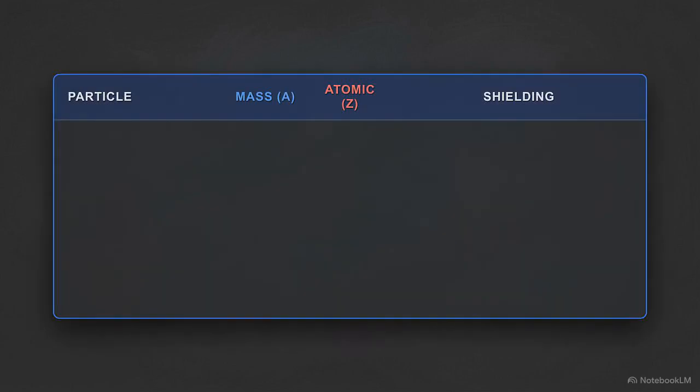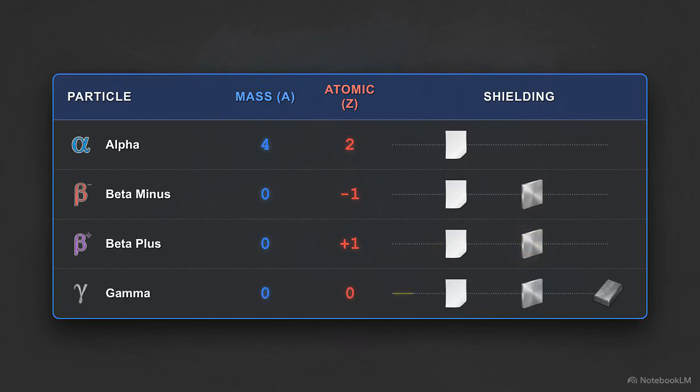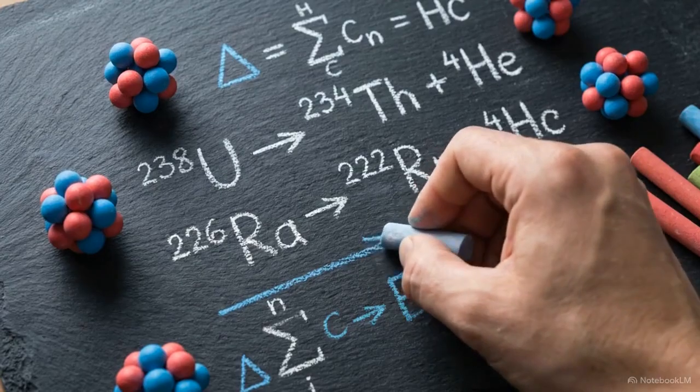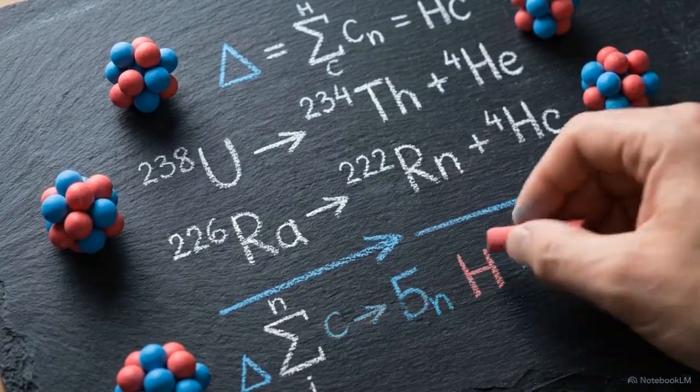There are 4 common particles. Alpha has mass 4, atomic number 2, and is stopped by paper. Beta minus has 0 and -1, stopped by aluminum. Beta plus has 0 and +1. Gamma has 0 and 0, stopped by thick lead. Memorizing these 4 sets of numbers is necessary to solve any decay equation you encounter on an exam.